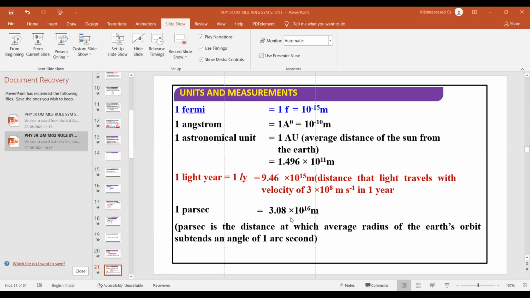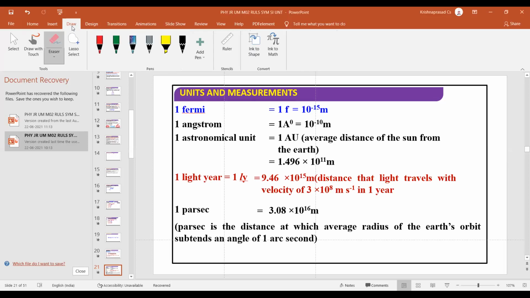So this is all about the parsec. The parsec is 3.08 multiplied by 10 to the power 16 meters. I request all the students to study these 3 values.